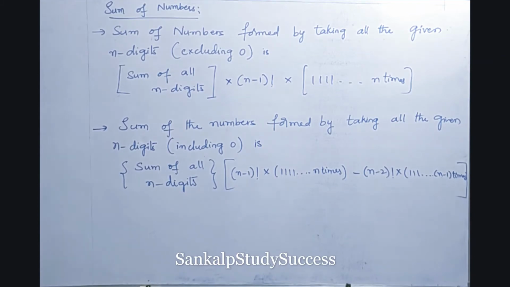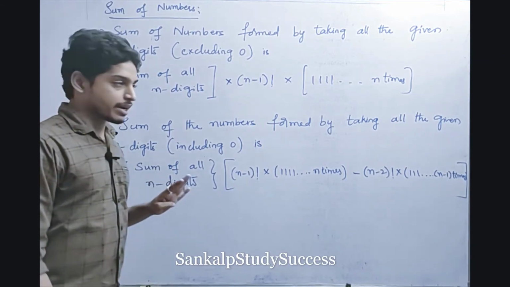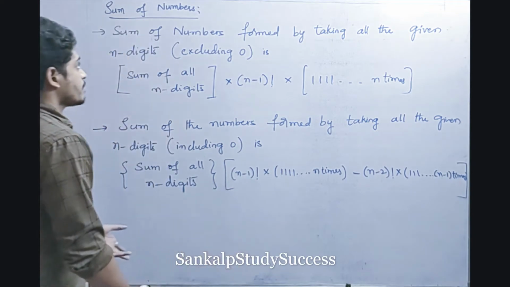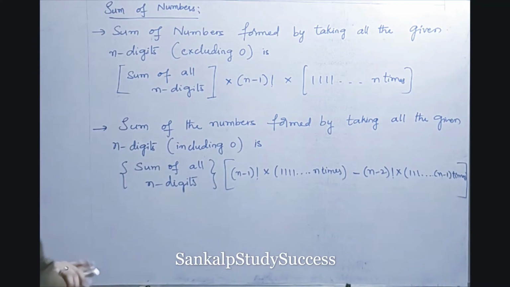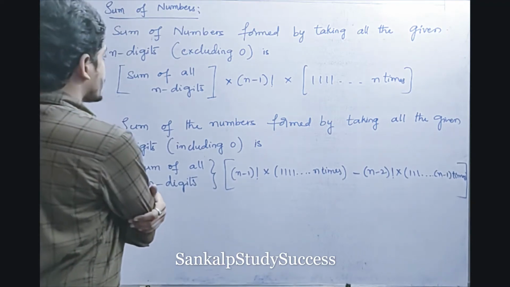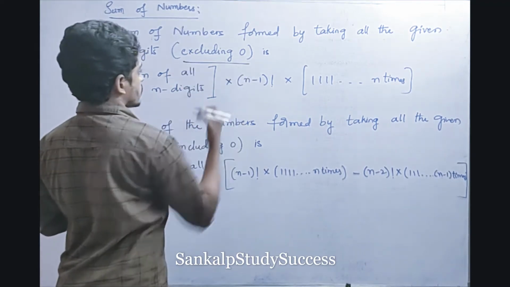Okay. Next concept, sum of numbers friends. There are 4 formulas. Let us see the first 2 formulas. Based on this, a question might get framed. You might have also seen this in your intermediate sessions. Sum of numbers formed by taking all the given n digits excluding 0. This is the concept here.